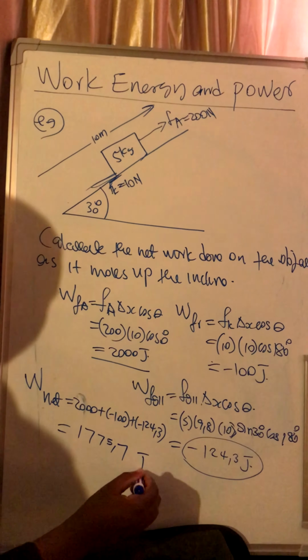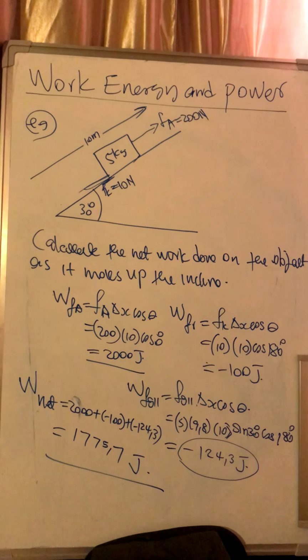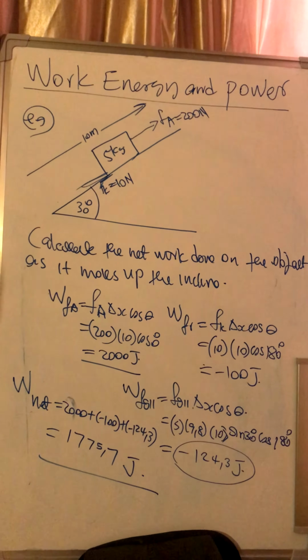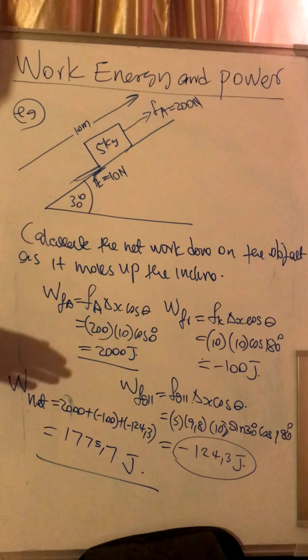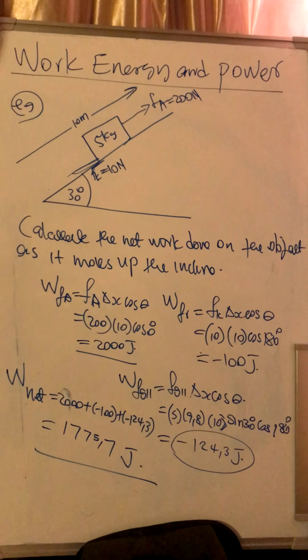5,7 joule. If you press your calculator, you might find that we are not pressing right, but if you press a calculator, you're going to be getting the correct answers. But this is the net work done on the object. You see how easy it is.